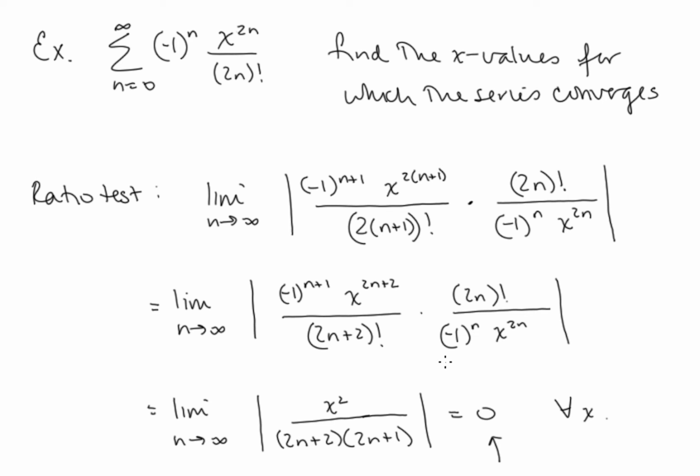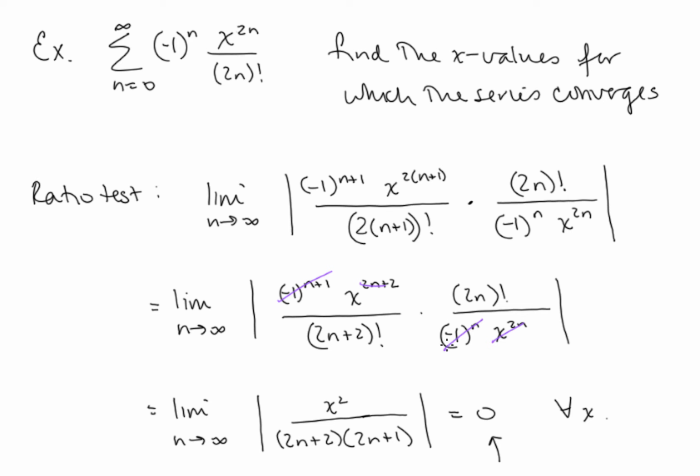So now what happens here when we cancel? We've got x to the 2n and then x to the 2n plus 2. So all of these cancel and we're left with two factors up on top. So we have an x squared here. Now we're in absolute value, so we don't care about the negative 1 to the n plus 1 and negative 1 to the n. So we could just cancel them both. We don't care about that negative sign. It's not going to have any effect on our solution.